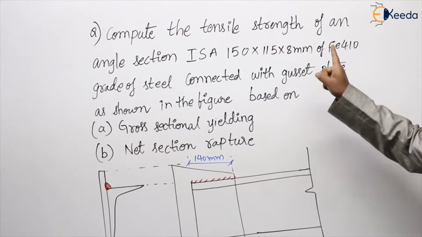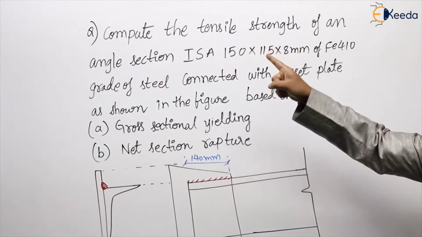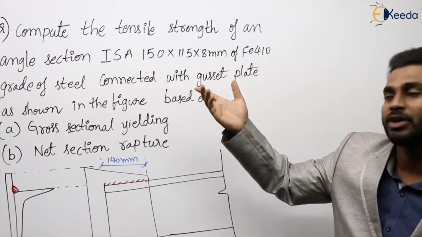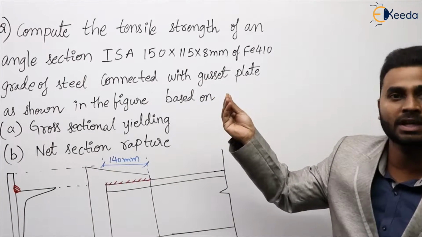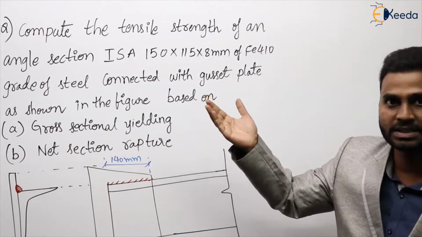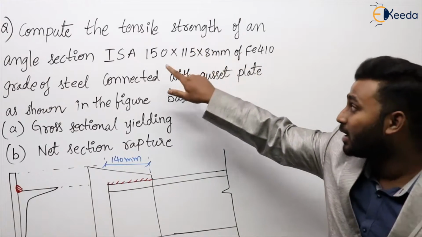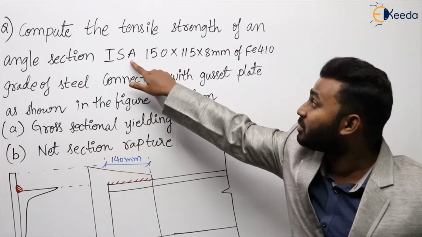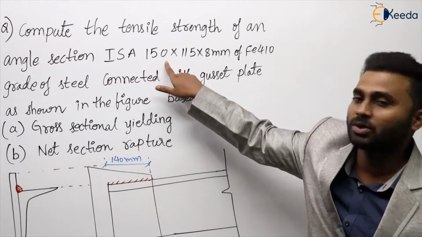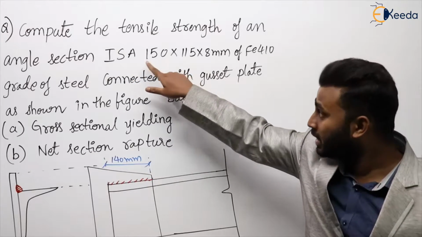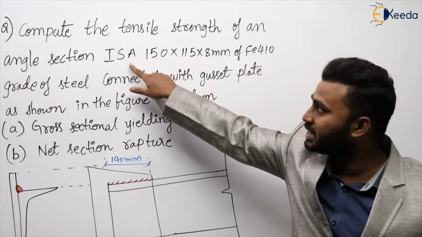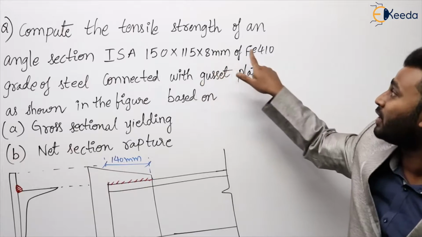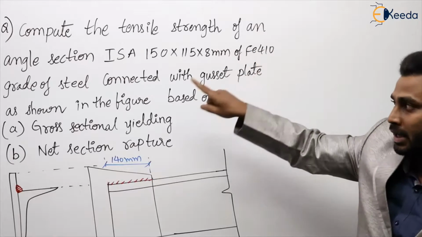If you go through this numerical, compute the tensile strength of an angle section ISA. We know that an angle section is represented with ISA, which we discussed in the diagram itself. This is how the angle is mentioned in the steel table. ISA, Indian Standard Angle, 150 into 115 into 8 mm of Fe 410 grade of steel.